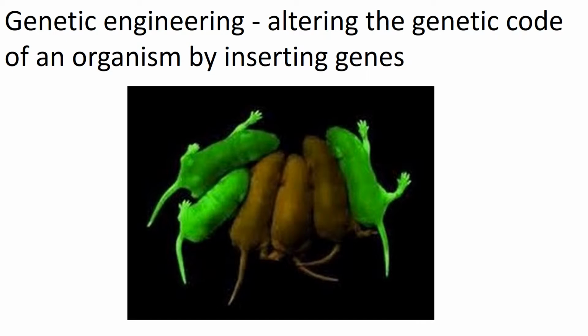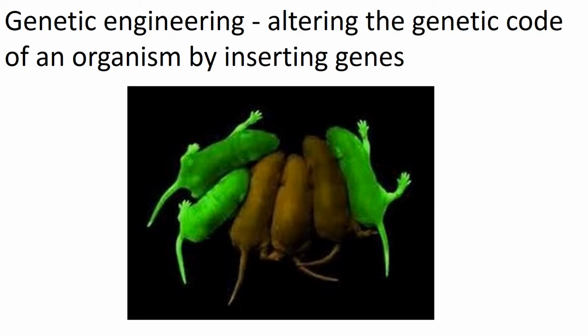Okay, let's talk about genetic engineering. So here we are, altering the genetic code of an organism by inserting genes. These mice here have had a gene for fluorescence, glow-in-the-dark fluorescence, inserted into them. And this had to be done at the one cell stage. It couldn't be done as an adult. There's no vector that can transfer genes into that many cells. So it has to be at the one cell stage.